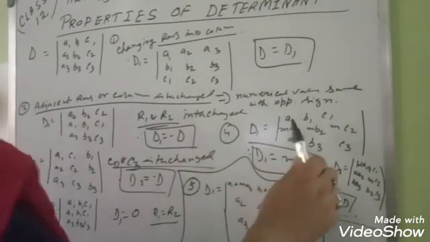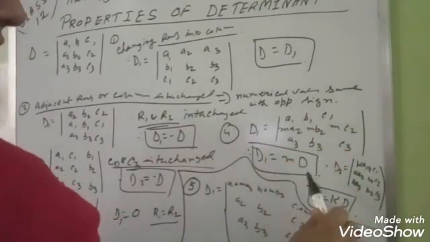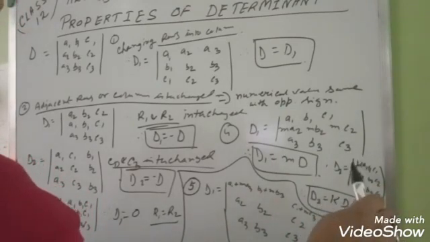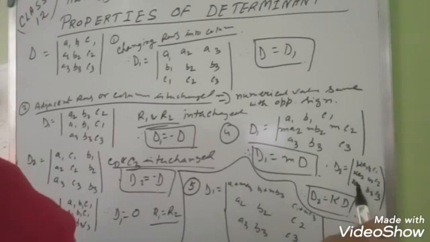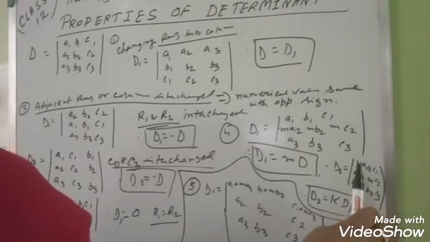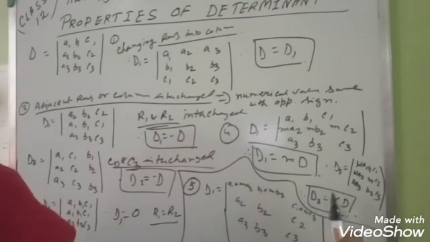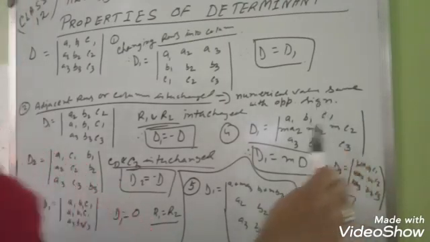Similarly, if any one column is multiplied with one scalar quantity, let the first column be multiplied with K. So Ka1, Ka2, Ka3, and the second column and the third column remain the same. That is B1, B2, B3, C1, C2, C3. Then again the same thing, K can be taken out of the determinant, so we can write D2 equals KD. This is the fourth property.